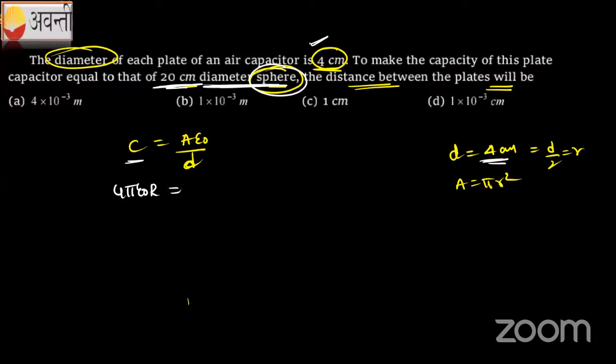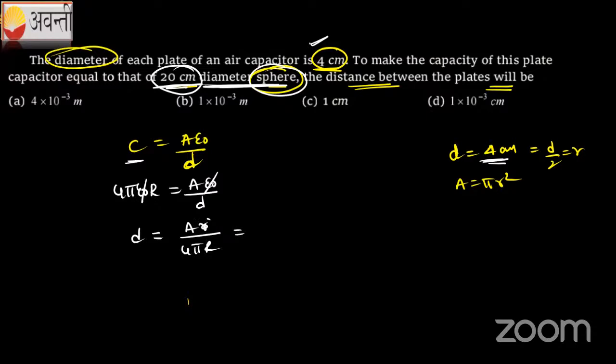That is equal to epsilon naught A divided by d is there. d we need to calculate. Epsilon naught cancels. Here the diameter of the sphere is given, 20 centimeter. Okay, we require r, meaning the value is half of it, right? Then d we want to calculate, so take this d to the right hand side, then it will be A epsilon naught divided by 4 pi r, correct?